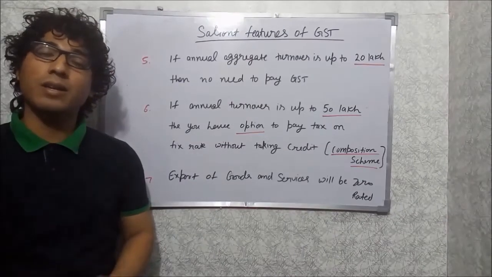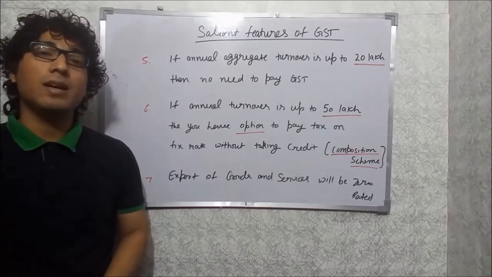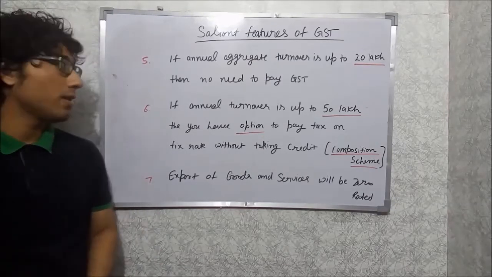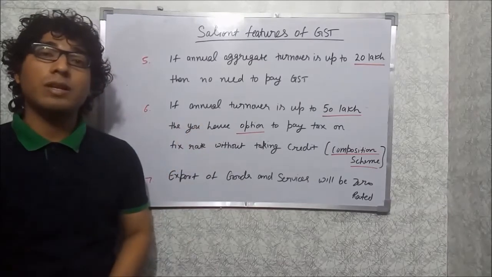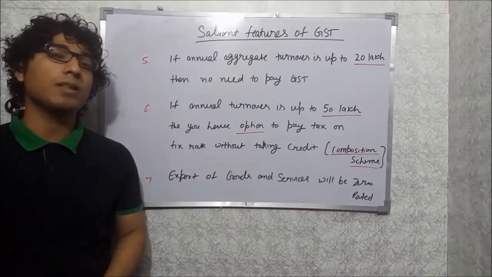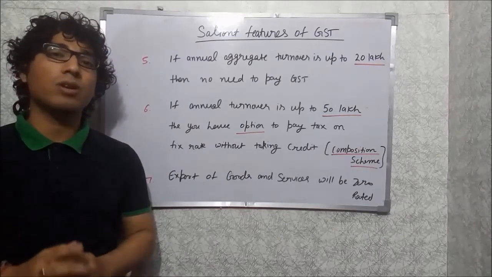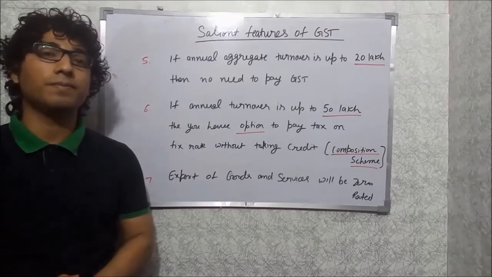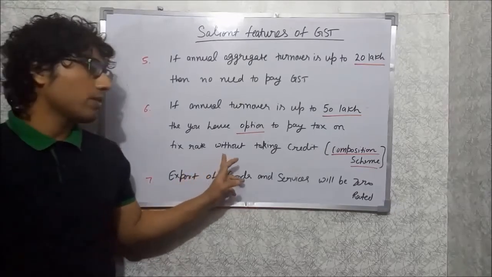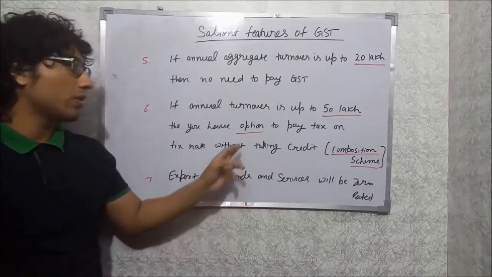If you have an annual aggregate turnover up to 20 lakh rupees, then there is no need to pay GST. This is the threshold limit recommended by the GST Council. And if your annual turnover is up to 50 lakh rupees, then you have the option to pay the GST at a flat rate without charging CGST or SGST or without considering any notification of rate. That flat rate will be the same for all the years, but there will be no input tax credit when you opt for that.